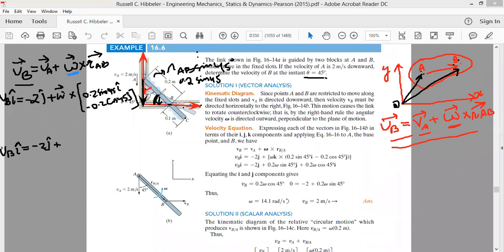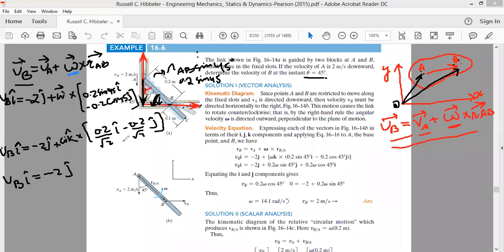If you curl your fingers in this direction, the direction of the thumb will be along the z-axis. So we can write omega along k cap, angular velocity is along the z-axis, cross, we have to take the cross product with 0.2. Sine of 45 is 1 by under root 2, so it is 0.2 sine 45 i cap minus 0.2 cos 45 j cap. This is how it goes. That is equal to VB i cap, which comes out equal to this minus 2 j cap.